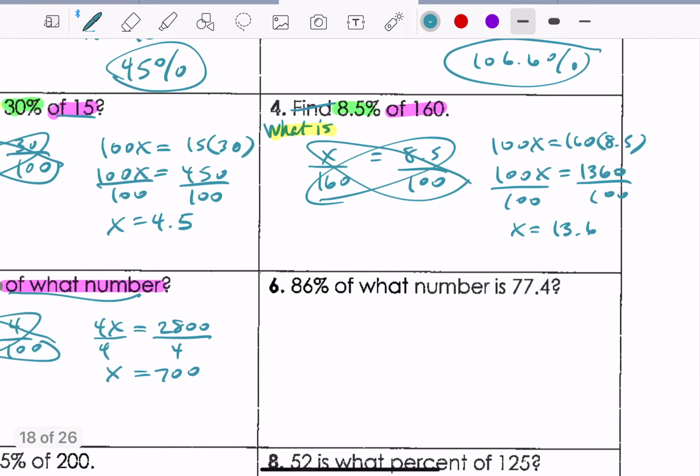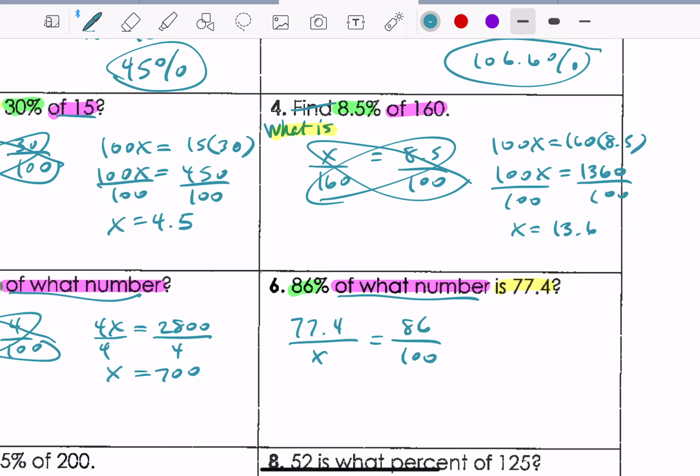Number 6, where's my is? Is 77.4. Of what number? That means I'm missing that part of the equation. And then I have 86 for my percent. So is over of, 77.4 over x, because the of is x, equals 86 over 100.